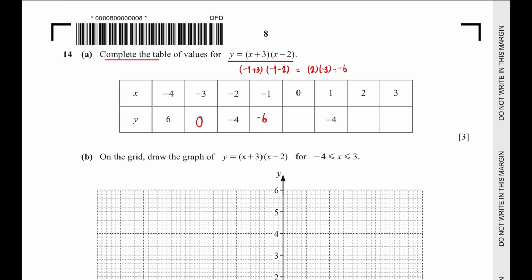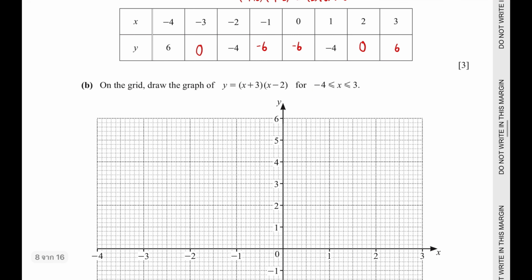And if x equal to 0, we will have 0 plus 3 times 0 minus 2, which is equal to 3 times negative 2, which is equal to negative 6. If x equal to 2, the value of y will be equal to 0 because 2 minus 2 is 0. Then if x equal to 3, we will have 3 plus 3 times 3 minus 2, which is equal to 6 times 1, which is 6.